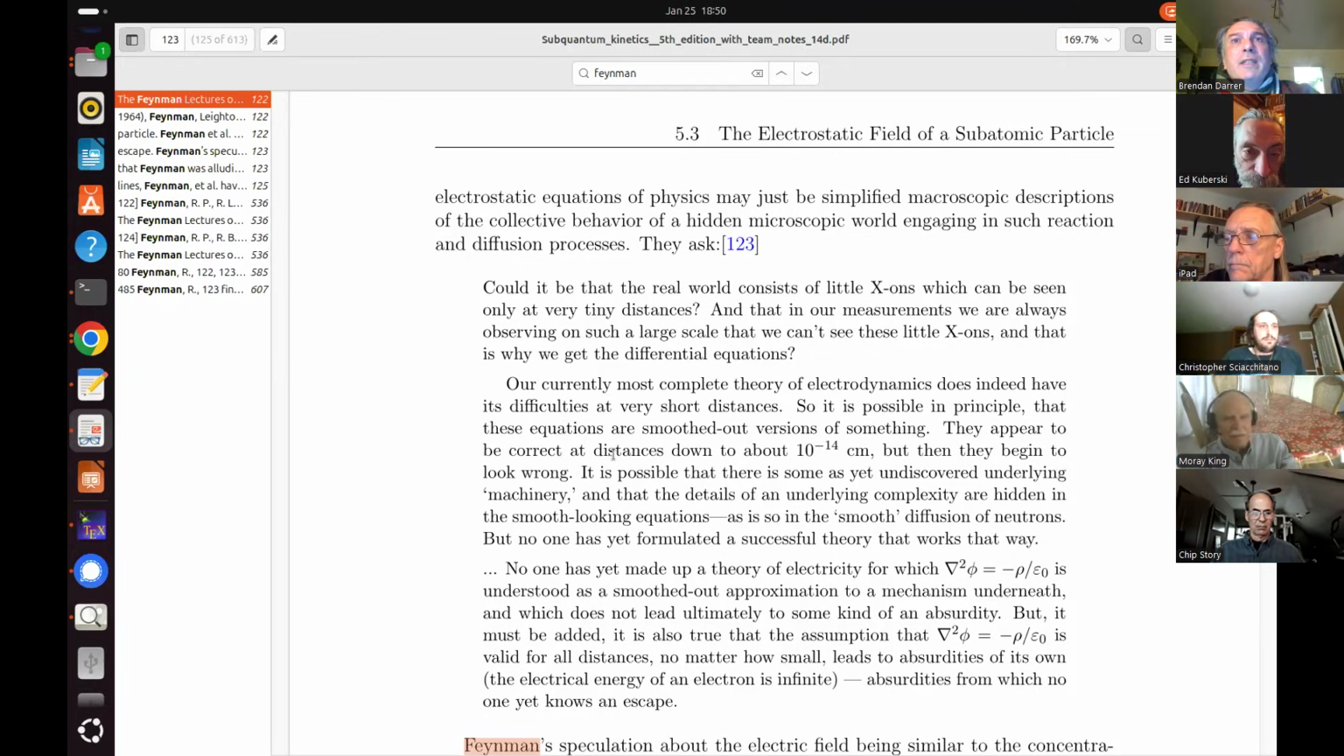They appear to be correct at distances down to 10 to the minus 14 centimeters, but then they begin to look wrong. Is it possible that there is some yet undiscovered underlying machinery, and that the details of an underlying complexity are hidden in the smooth-looking equations, as is so in the smooth diffusion of neutrons? Because Feynman was studying the diffusion of neutrons in a nuclear reactor in the 1940s. But no one has yet formulated a successful theory that works that way.